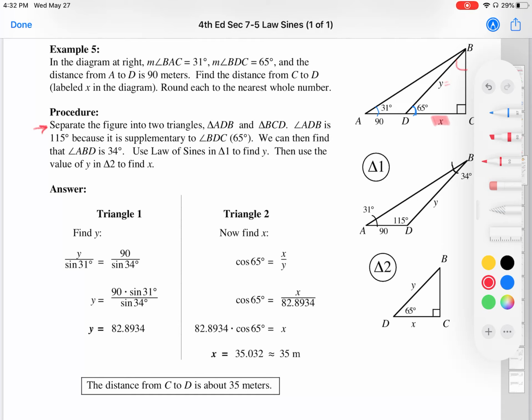Triangle 1, to find y. I have sine of 30 over y equal to sine of 34 over 90, and we use this to find y. Once we have y, we can use law of sines on our other triangle. Or, because we have that 90 degrees, you can use SOHCAHTOA. Now in triangle 2 to find x, we have cosine of 65 equals x over y. So we just do a bit of algebra and we have x.